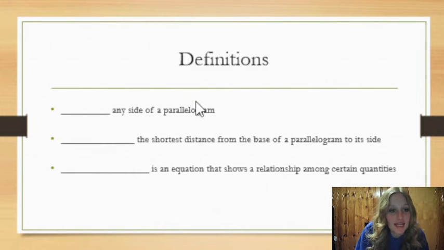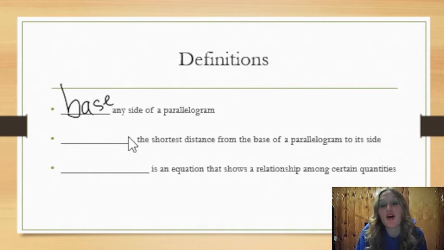The next thing we're going to talk about is a base. A base is any side of a parallelogram. You're going to need to know that when you calculate the area of that shape. The shortest distance from the base of a parallelogram to its opposite side will be the height.